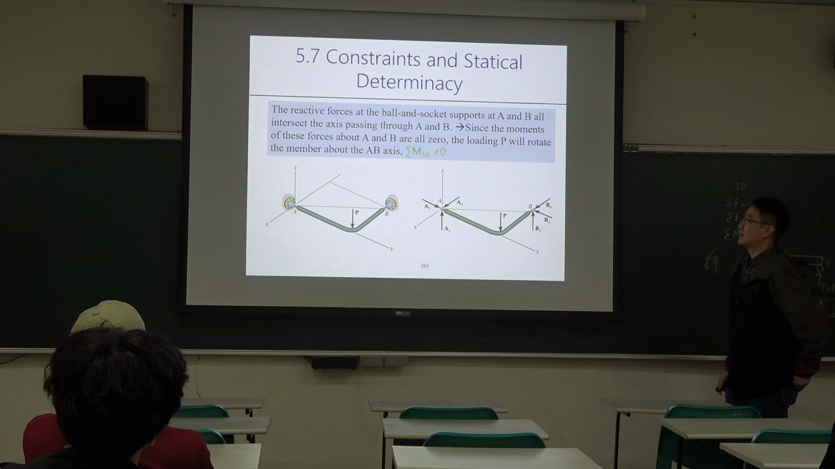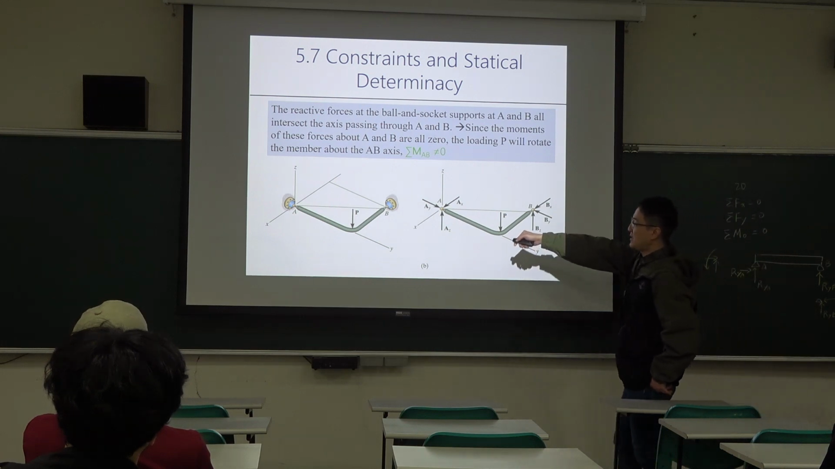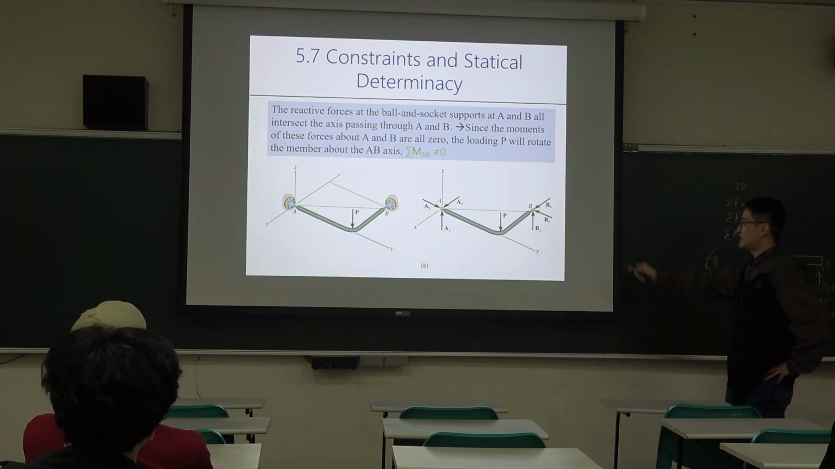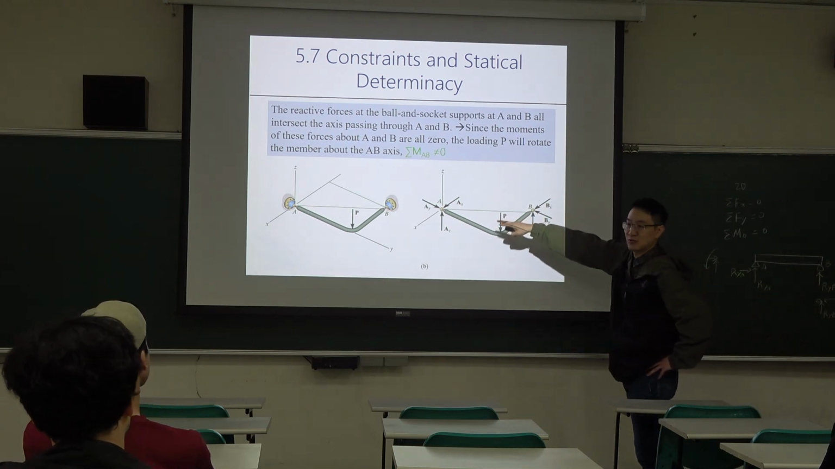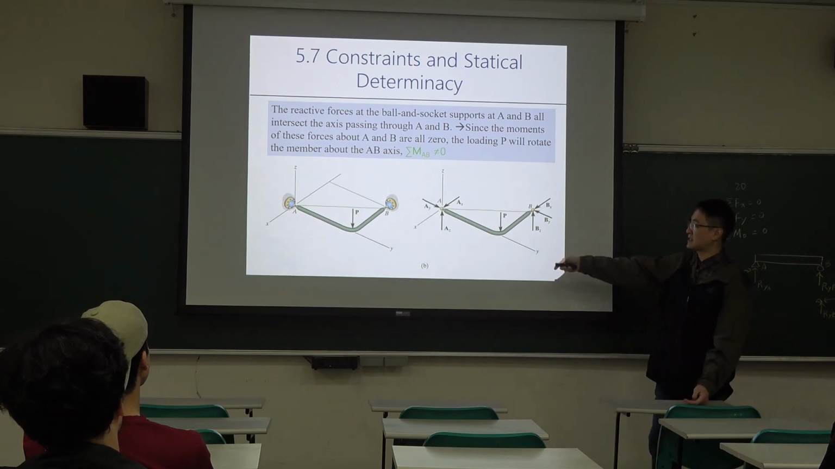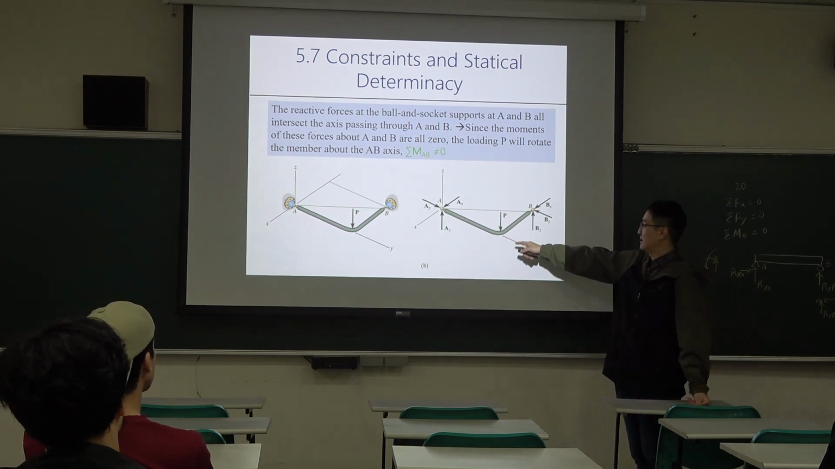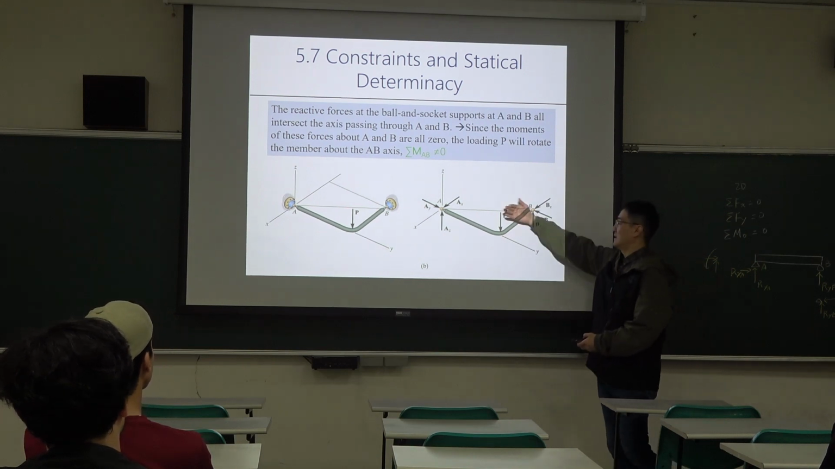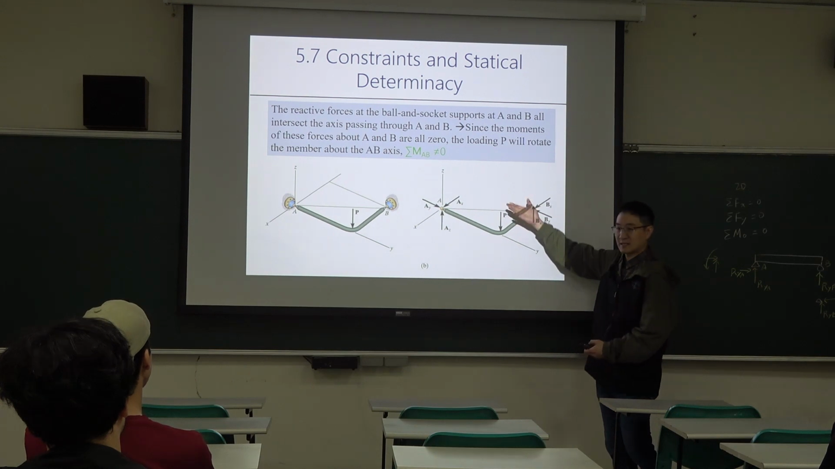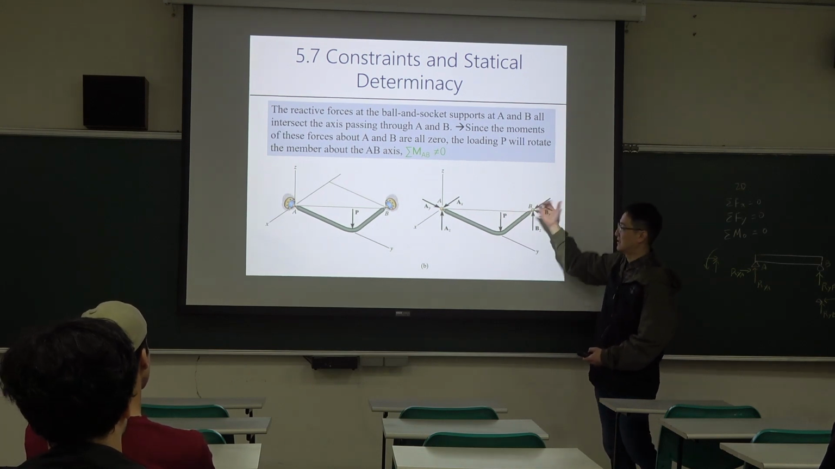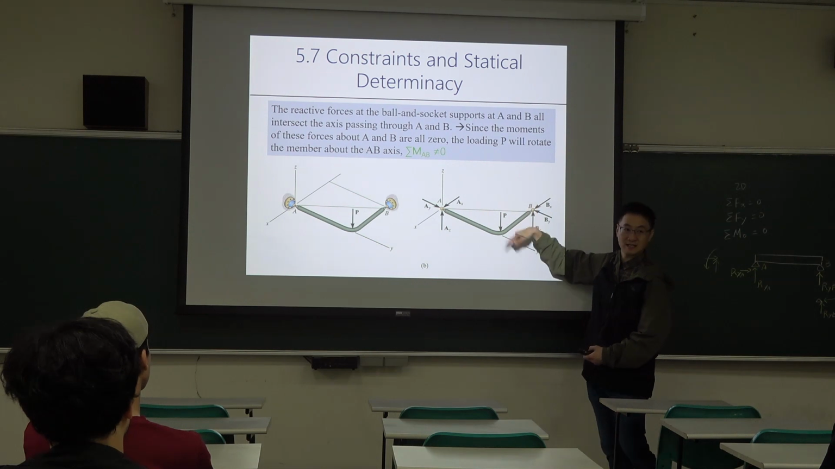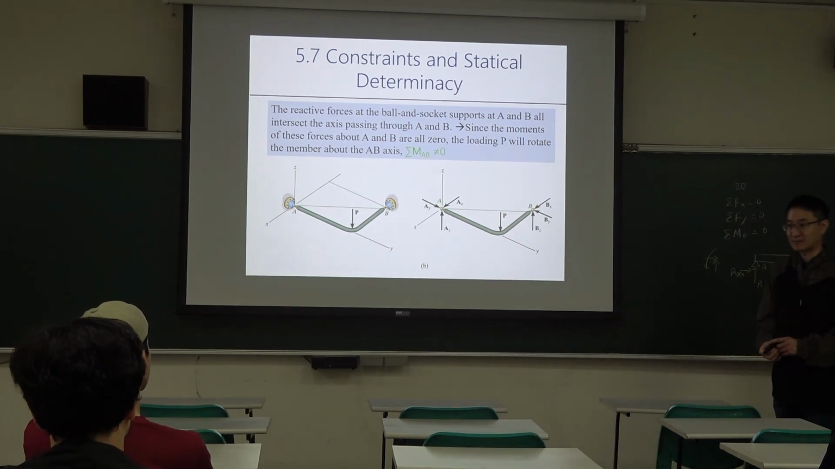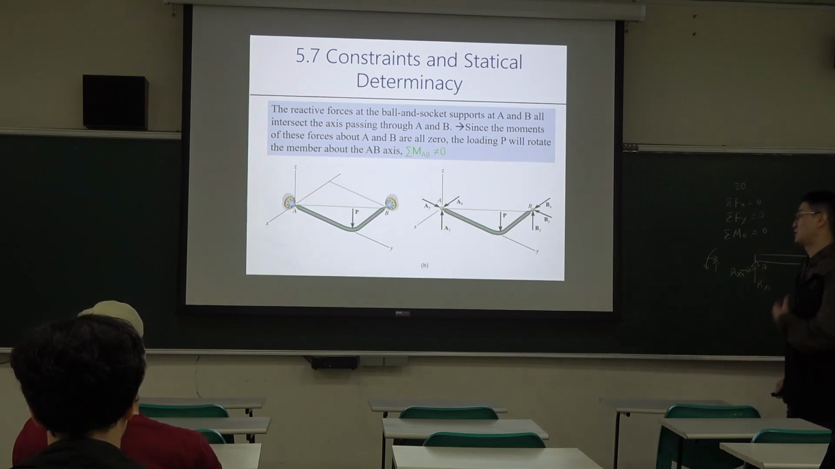Then for this case, A and B are ball and socket supports. A ball and socket support only provides three directions of force. But we have external loading applied at this point, so the overall structure can still rotate, this way and this way. It's also an improper design, and not a stable situation.